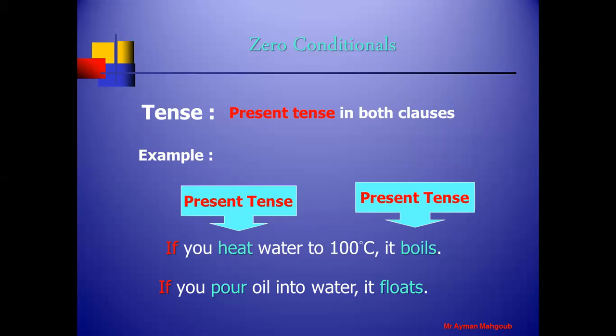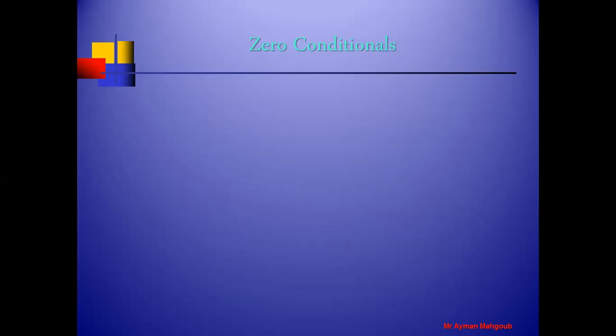Okay. لاحظوا معايا أنا بتكلم هنا in general. If you heat water in general, I'm not talking about specific water or a specific quantity of water or a specific time or a specific place. No, I'm talking generally. If you heat water in general to 100 degrees, it always boils. Okay? There is no probability. لا ده دايما بيحصل. It's a fact. It's a truth. If you pour oil into water, it always floats. مفيش حد فينا expect something different. Okay? So it's a zero conditional.